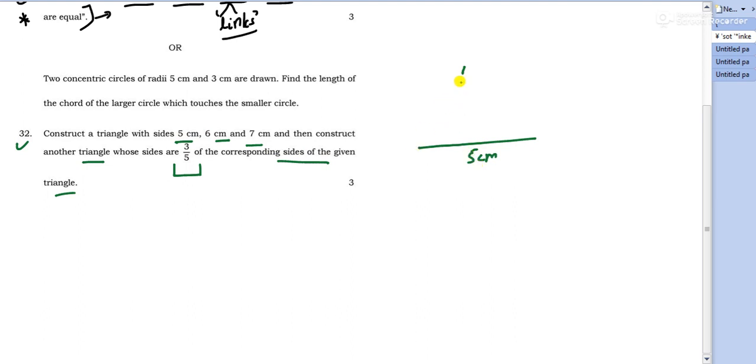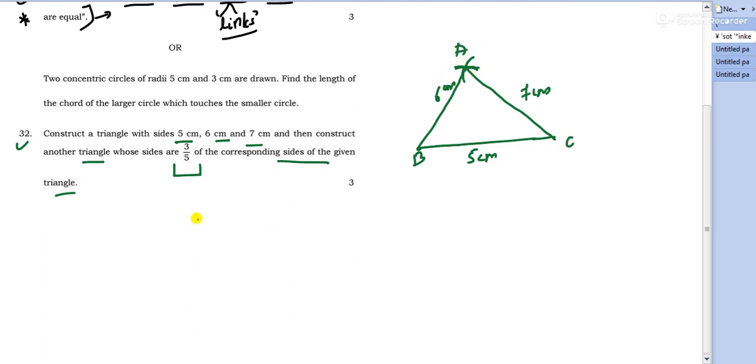Okay, and cutting an arc from this side you can take 6, and from this side it should be 7. Okay, I hope you know this. Using a compass you have to cut an arc of 6 from this end, you can name this as B, and from this end you have to cut an arc of 7. Wherever they intersect, from there you have to join this BC.